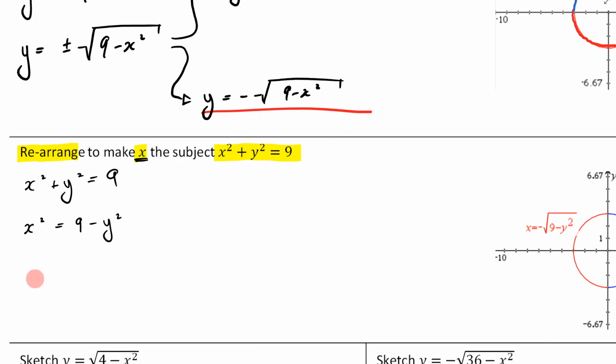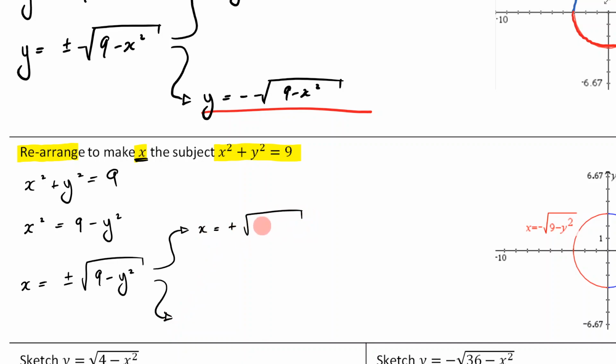And then I'm going to square root both sides, which means I'm going to get plus or minus the square root of 9 minus y squared. And now, as you can see, it's the same thing again. I'm going to end up with x is equal to positive the square root of 9 minus y squared. And also x is equal to negative the square root of 9 minus y squared.